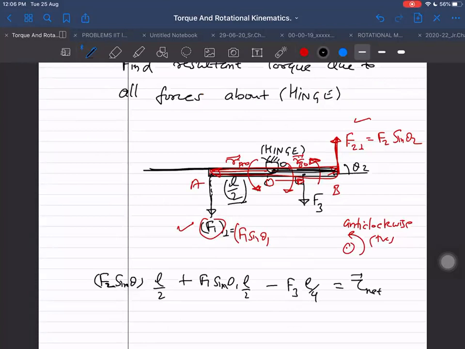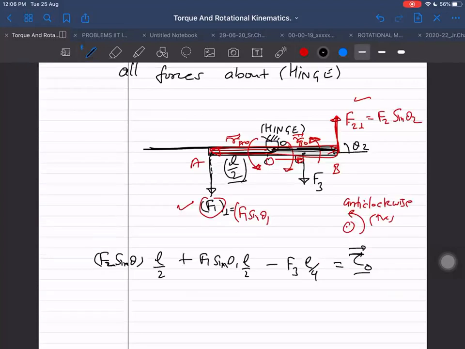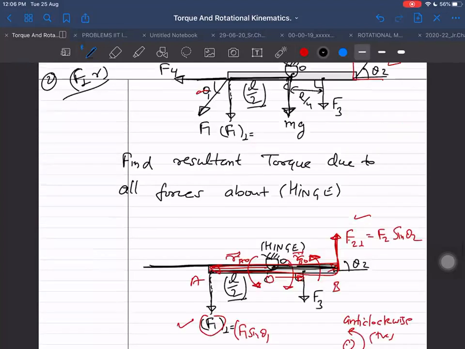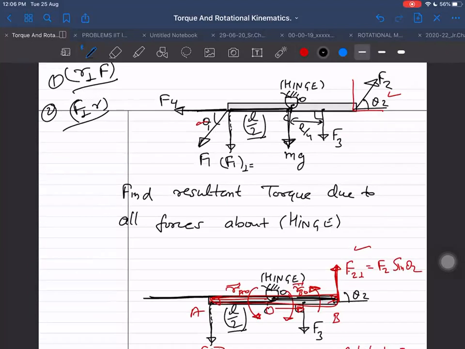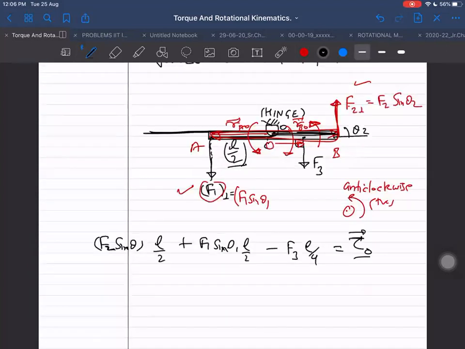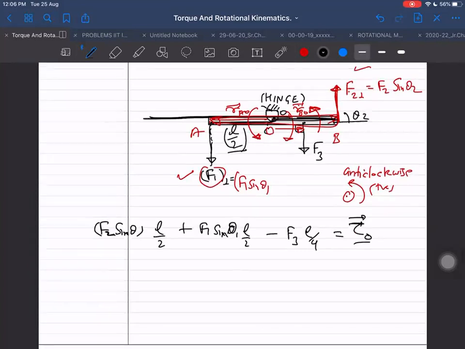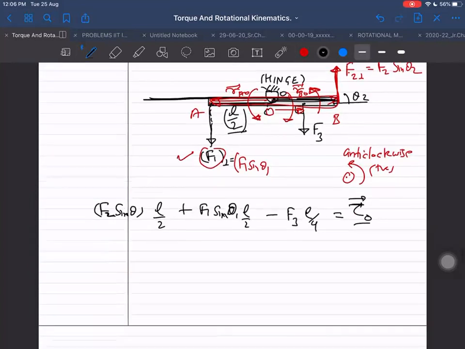About which point? About point O. What about MG? Due to MG it is 0 only, because MG is passing through the O point, therefore I am not taking MG. If MG is not passing through the O point, then due to MG also I have to take torque. Is it understood now how to take the torques? Yes, sir, we can.